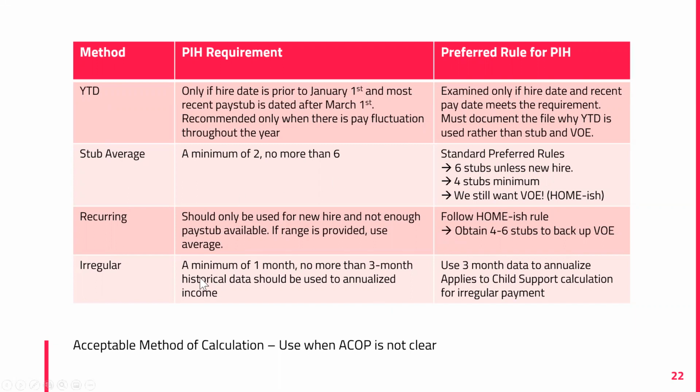And then we have irregular, which we talked about earlier. A minimum of 1 month is required for PIH to annualize and no more than 3 months. We're going conservative for our rule. We're going to use 3 months of data to analyze. And this we will also apply to child support calculation for irregular payments.